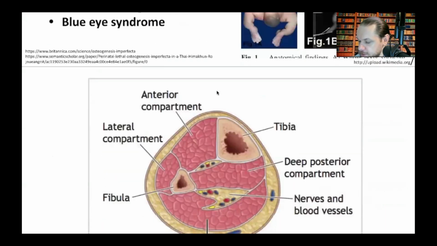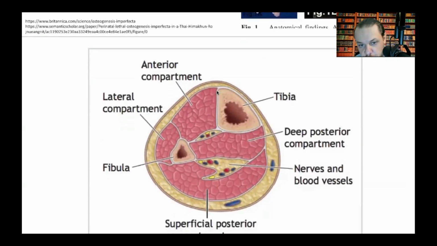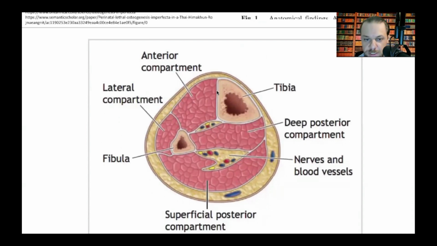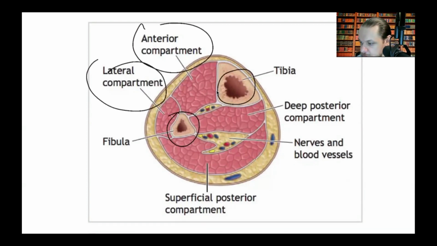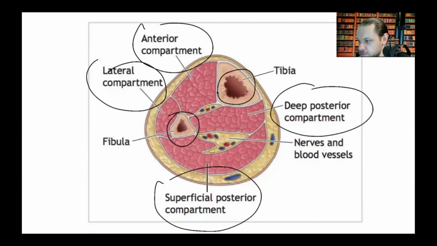All right. So the next thing that is also pertinent, as we were talking about tibia and fibula, is something known as development of the compartment syndrome. Here you basically see a cross section of the lower leg. Here you have the fibula. Here you have the tibia, the two bones. And here you have different compartments. You have the anterior compartment, lateral compartment, superficial posterior compartment, and deep posterior compartment. So you have these compartments.